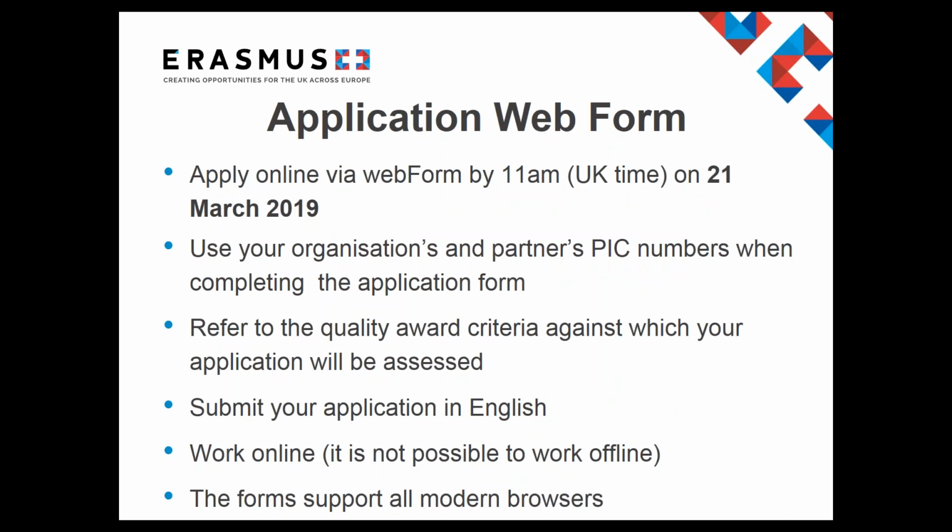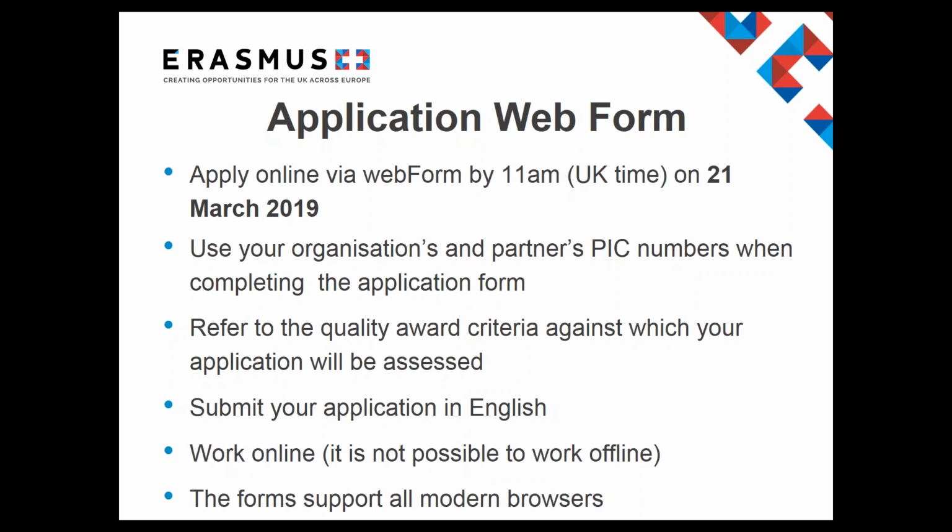As you complete your application, you should also refer to the quality award criteria against which your application will be assessed. The award criteria are outlined in the Programme Guide 2019, the Guide for Experts, as well as in the Guide for Applicants. You should design your project with these award criteria in mind. All these documents can be downloaded from the website of the National Agency.